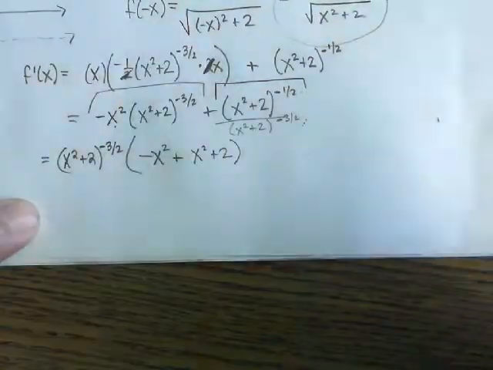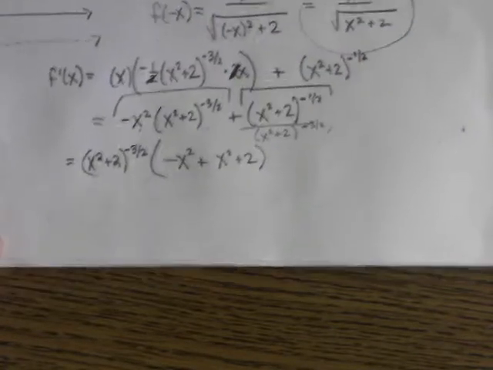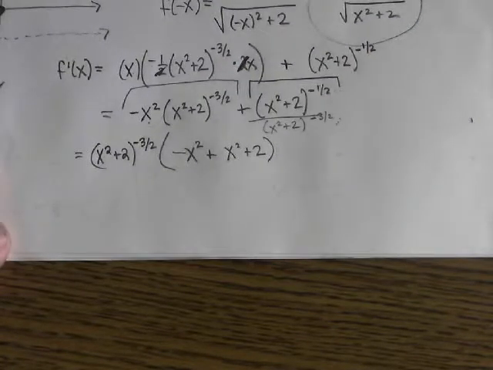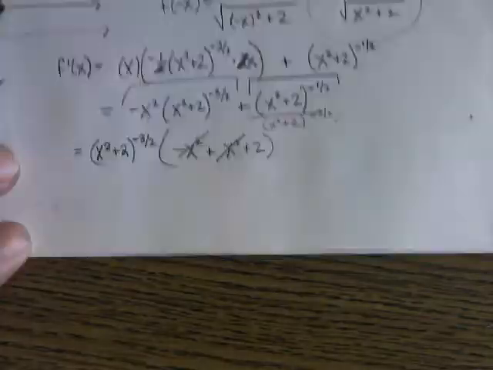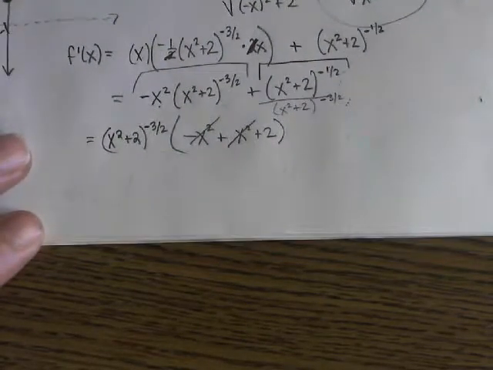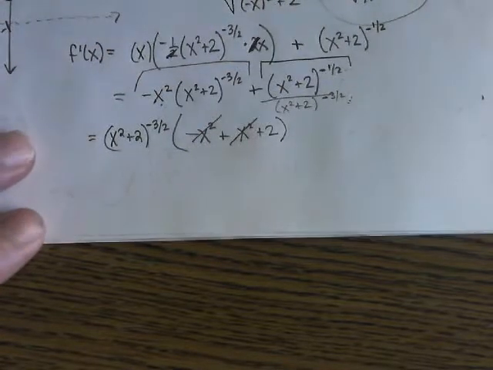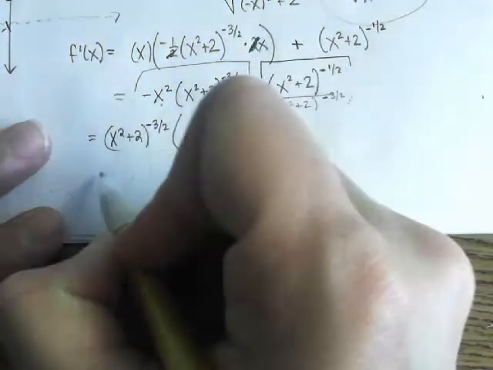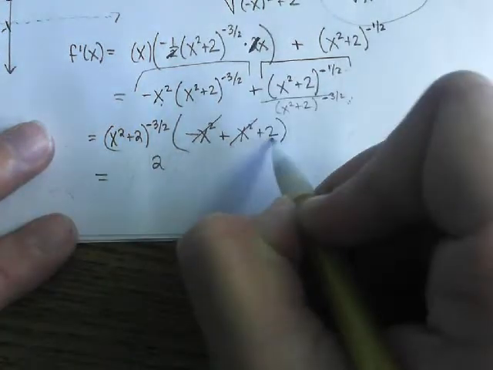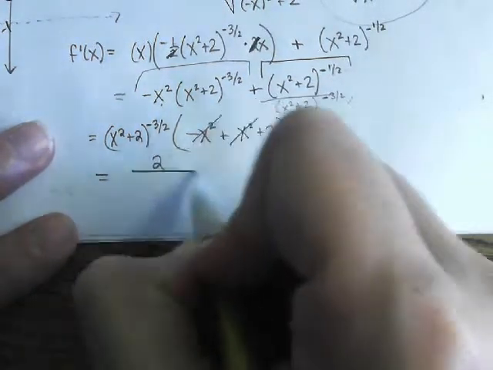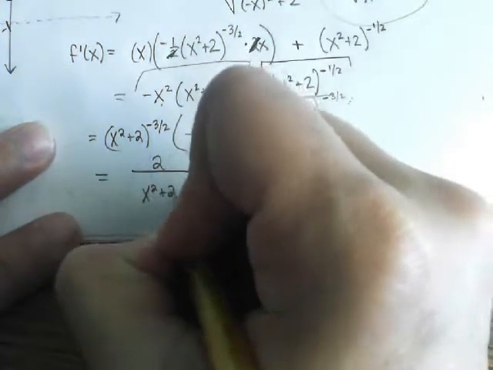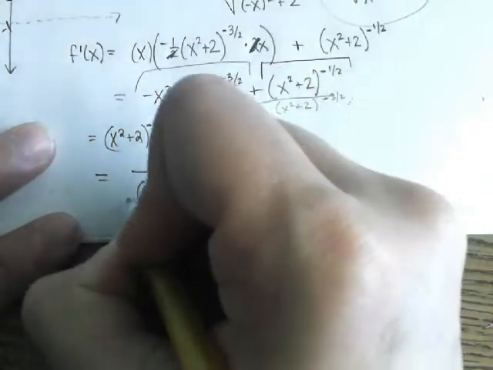Now, Pooch, I think I would go to the denominator scenario. So this is going to be 2 as my numerator, and then the x squared plus 2 cubed, but the square root of it is going to move to the denominator. And there is the first derivative.